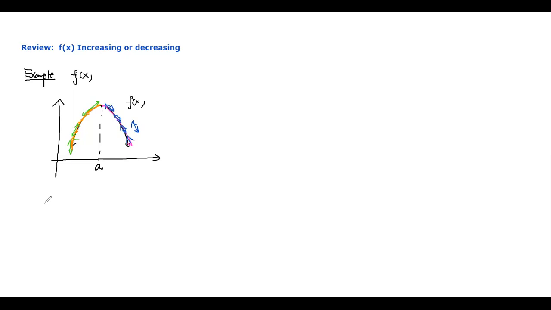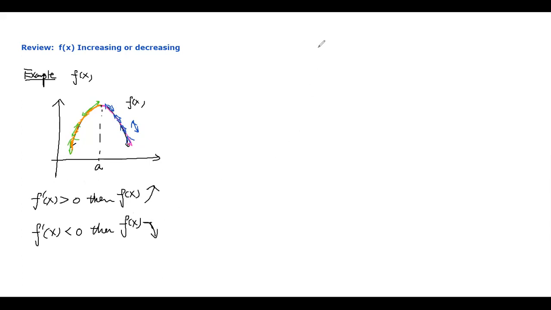So that's why we say, if f prime x is greater than 0 on a certain interval, then I know f of x is increasing on that interval, right? At the same time, if f prime x is less than 0, then we know f of x is decreasing on that interval here.